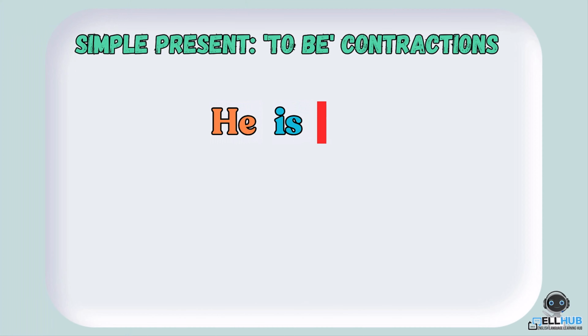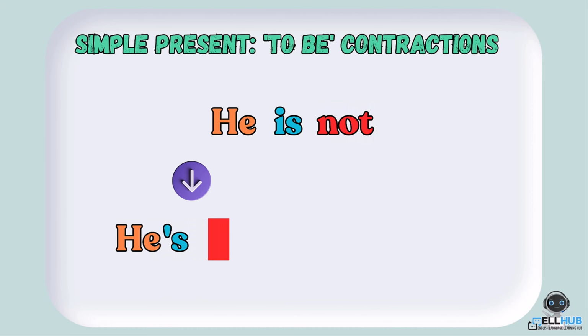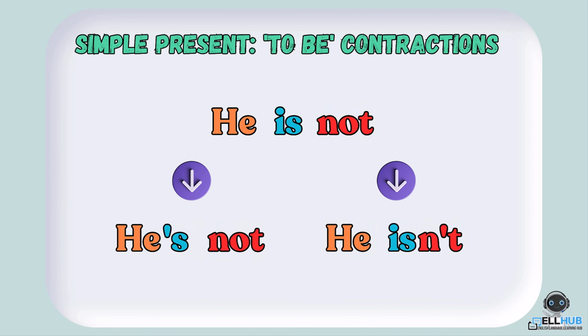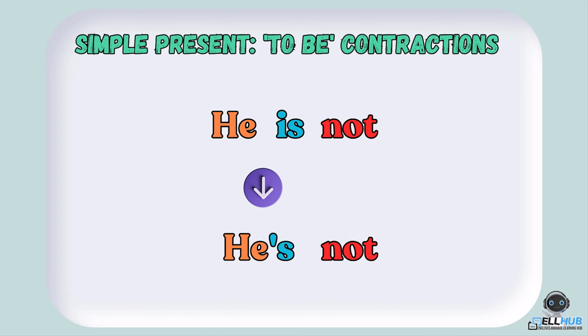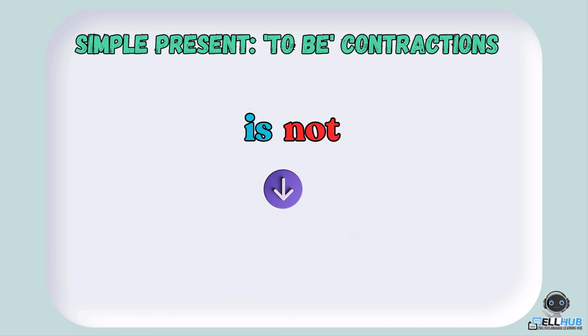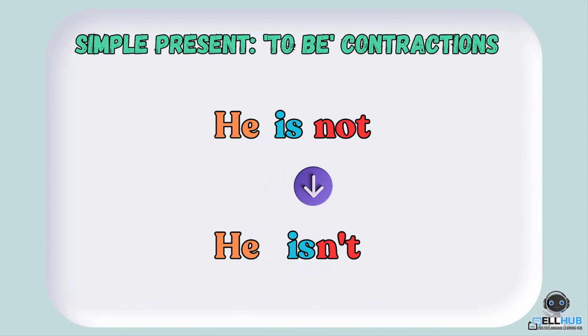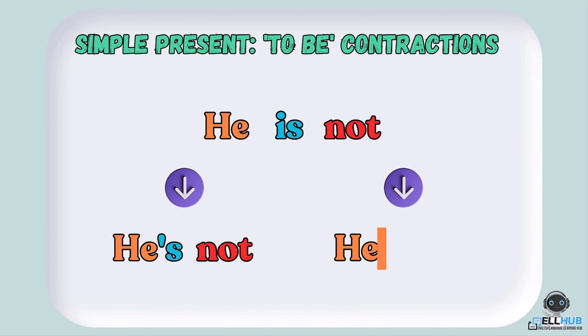He is not becomes he's not or he isn't. Similar to the previous example, he is can be contracted to he's, making he's not. Another way to contract this is by turning is not into isn't, which gives us he isn't. Both he's not and he isn't are widely used in spoken English.